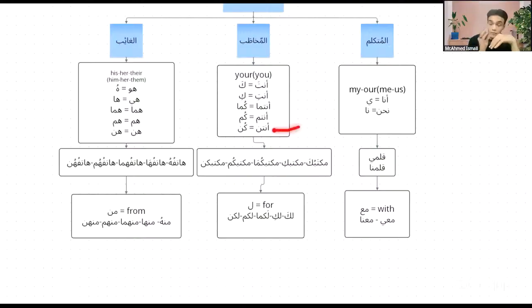I want to say something that's so important. Guys, in Arabic, if I have any جمع, any plural of مذكر, I can use it for a group of مذكر and مؤنث together.